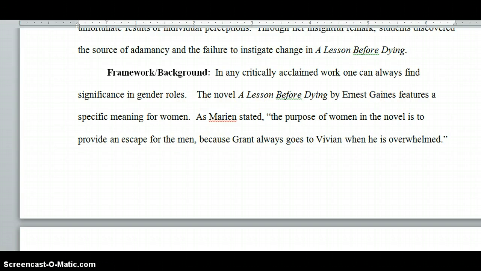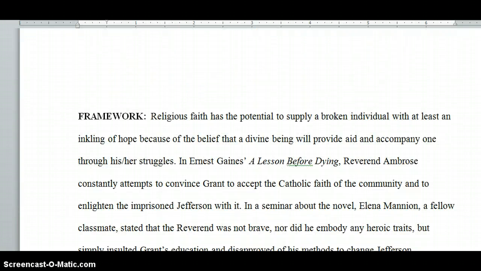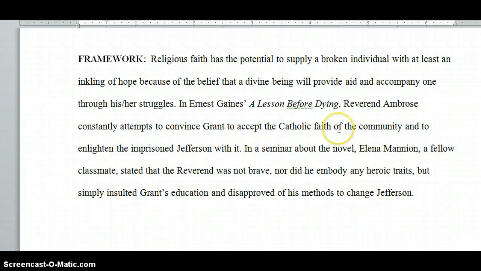So again, if you look at how these other ones start, and I think I have one more, they are much stronger and they're less general and lead really specifically into the novel. This one about religious faith, for example, with the potential to help someone who is broken by offering that person hope. And then we move into Reverend Ambrose, and finally the statement in the seminar, which will be discussed. So those are 4 samples of frameworks. You could check out your own. Again, you don't want to give an extreme amount of information, as you're not writing an essay here just in background, but you do want to provide enough that you feel is necessary for your paper.